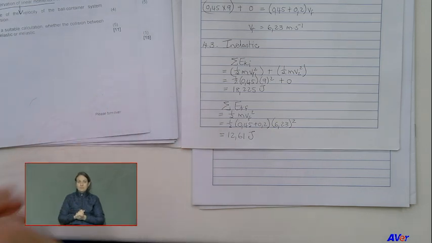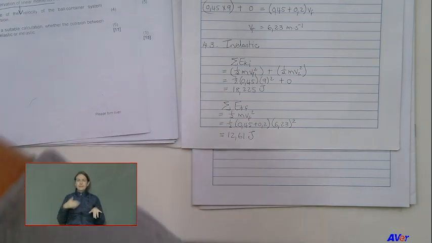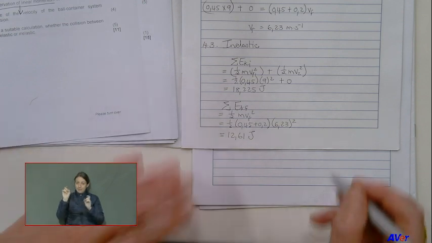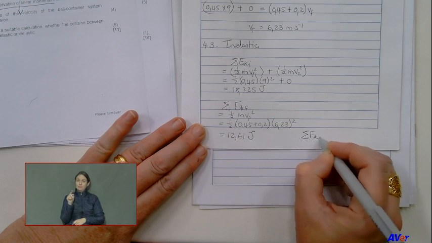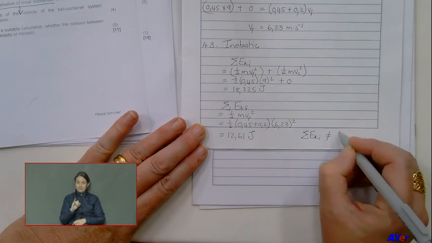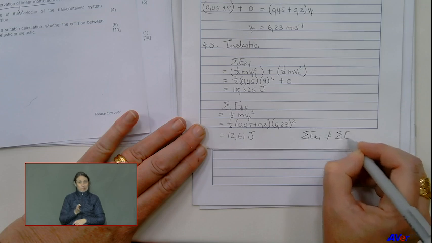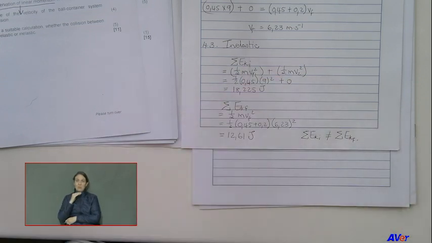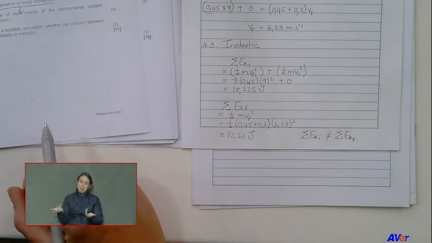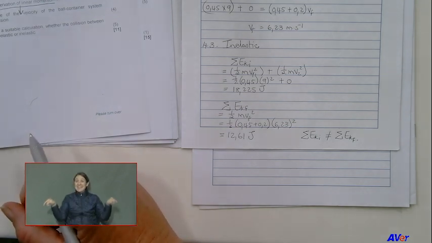Please don't leave it at that. You must make a conclusion. So now I'm going to say the sigma EKi is not equal to sigma EK final, and therefore it is inelastic. If they are equal, then they must be exactly equal.